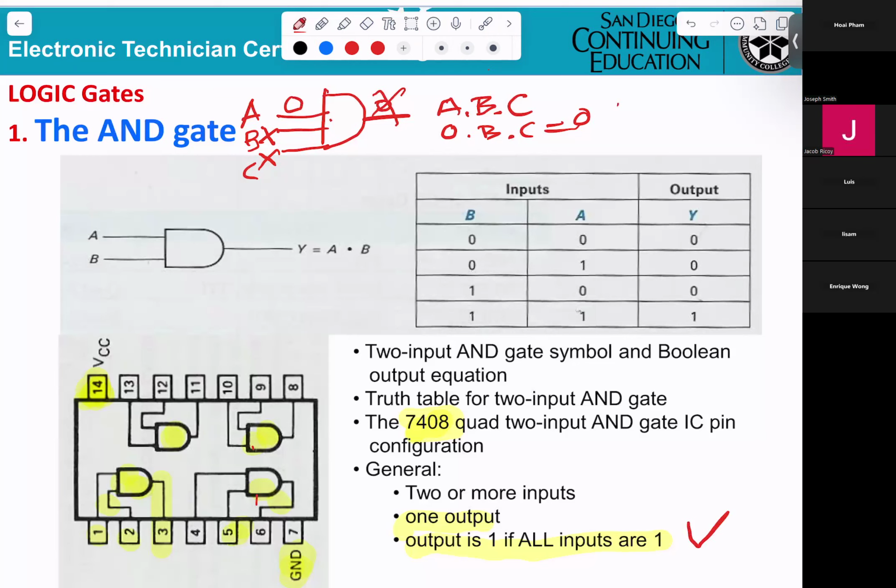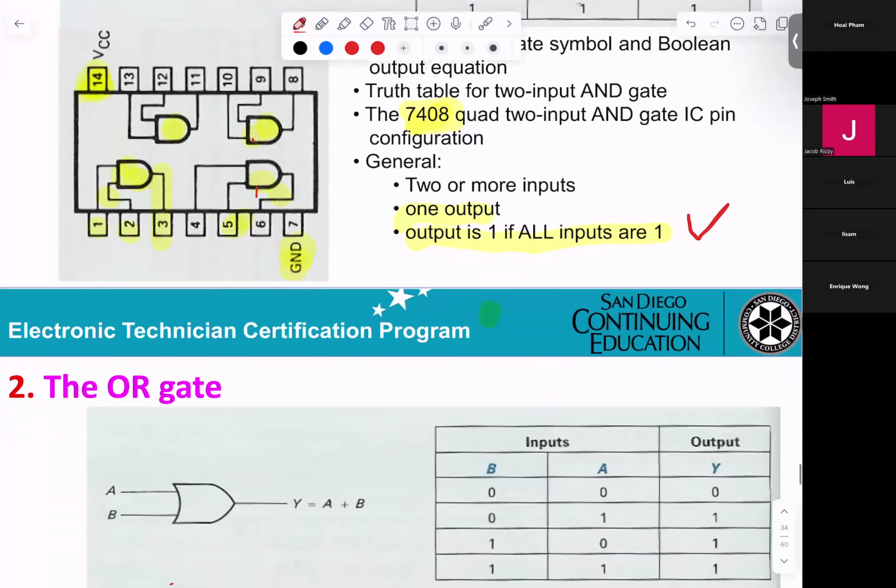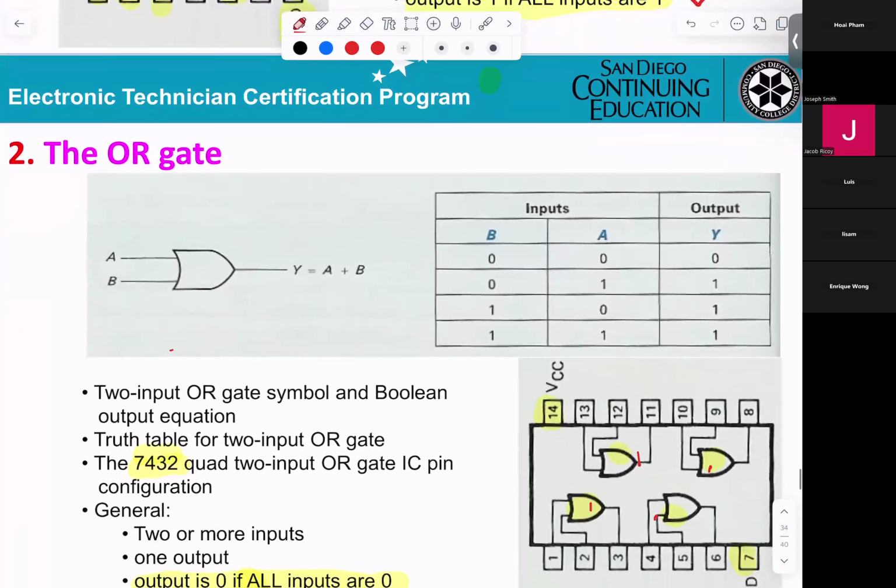Output is 1 if all inputs are 1. Okay? If one input is 0, output must be 0. That's it. Easy to understand. AND gate.